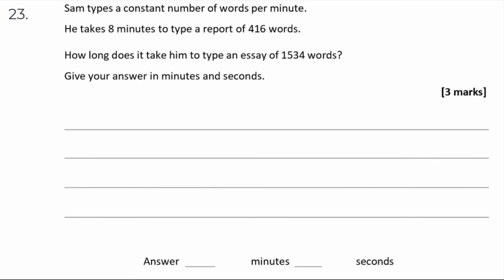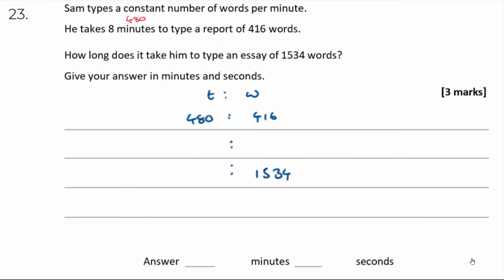So 8 minutes, I can just type that into my calculator actually. So 8 times 60, that's 480 seconds, isn't it? So I can write that as a ratio, can't I? So if I do time to words as a ratio, I know it took him 480 seconds to produce 416 words. Okay, now I want to know how long it's going to take him to produce 1,534 words.